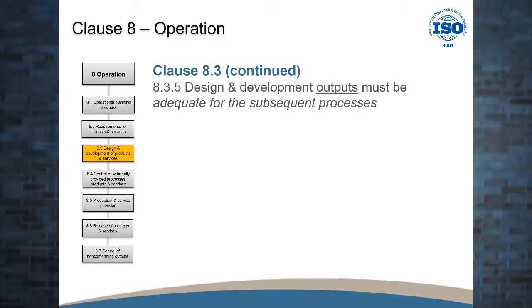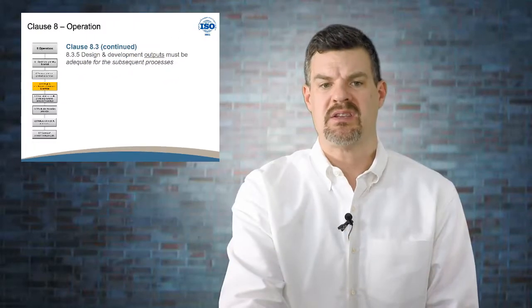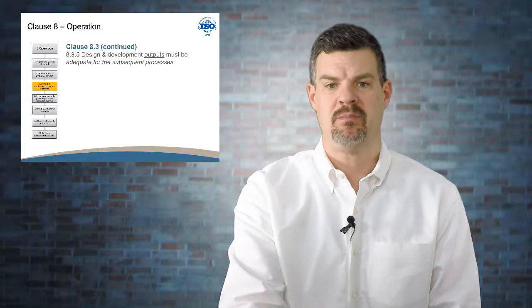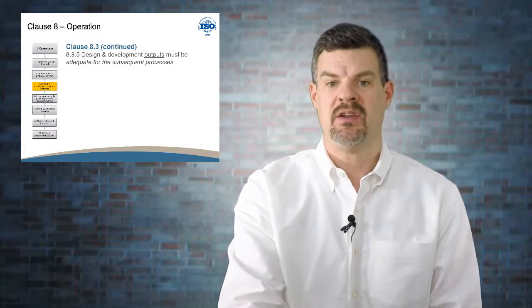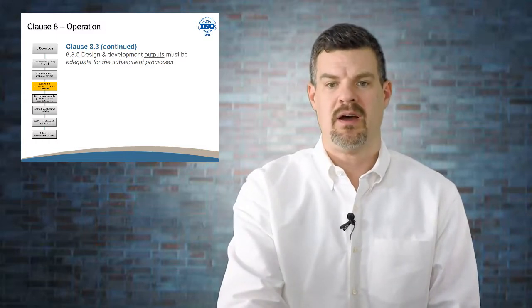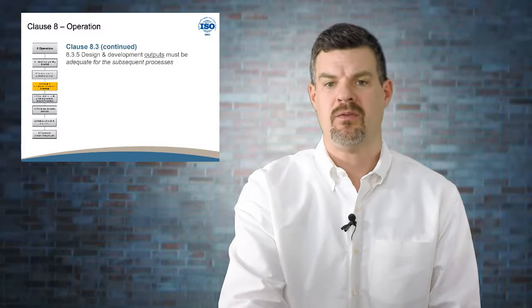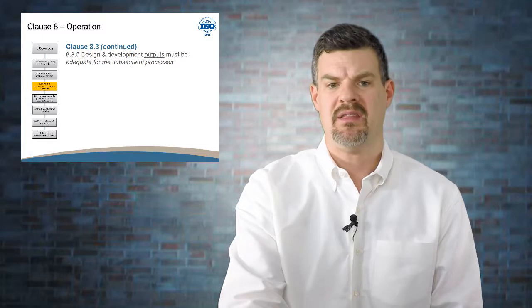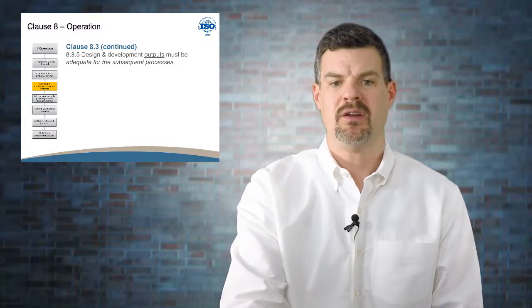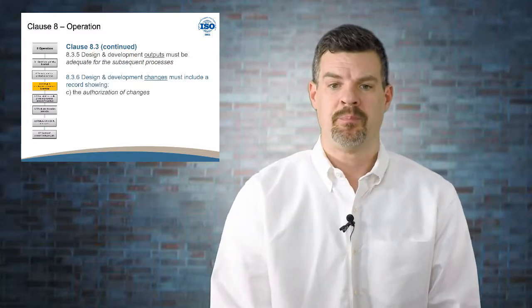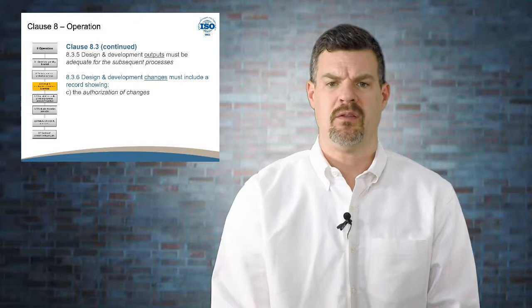So 8.3.5, this is design and development outputs, which must be adequate for the subsequent processes. So that's a new phrase as well. So adequate for the subsequent processes. This might be the next station in line within your organization. This might be passing out to an outsourced handler or service provider, or somebody that's going to paint your part and bring it back in, whatever. But the idea there is making your outputs very clear, as your output is their input. So I like that particular change.